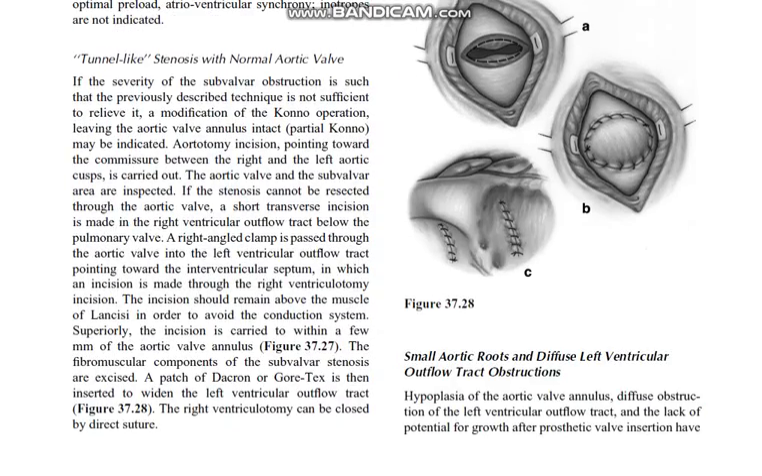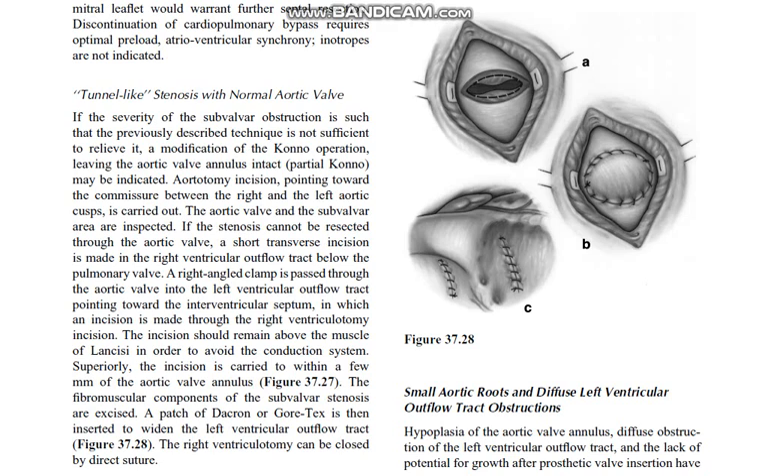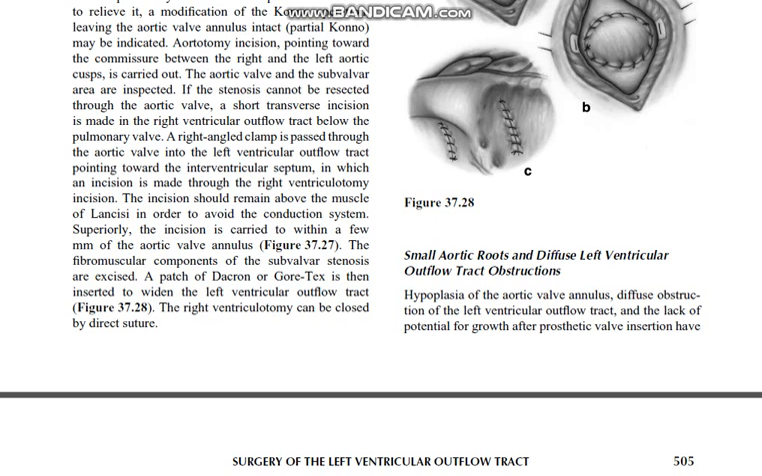The fibromuscular component of the subvalvular stenosis is excised. A patch of Dacron or Gore-Tex is then inserted to widen the left ventricular outflow tract. And this, as shown in our figure of 37.26, in the A you see the left ventricular septal defect, and the ventricular septal defect has been repaired with patch, and then the right ventricular outflow tract and aortotomy has been closed with continuous stitches. The right ventriculotomy can be closed by direct suture.